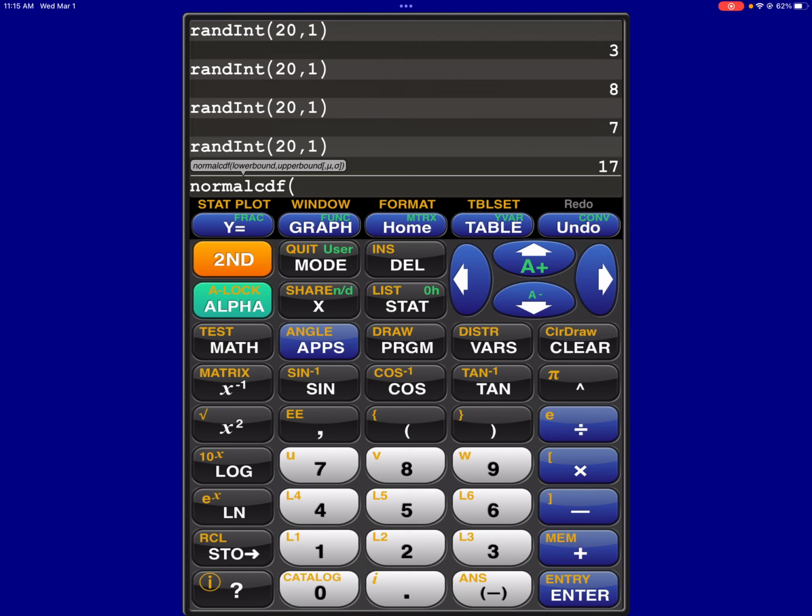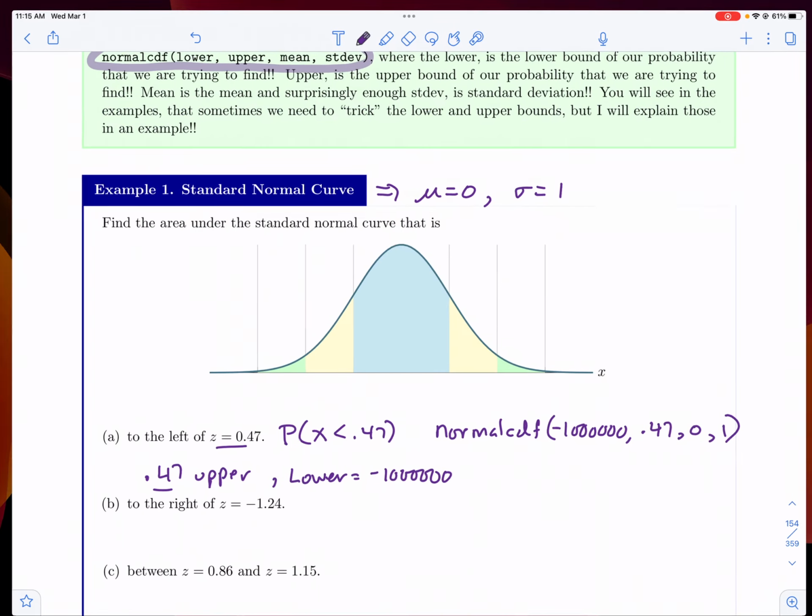And so again, just pick some ridiculously small number. So I'm putting in, I think, a negative 1,000,000. And then our upper bound was 0.47, comma our mean, which is 0, comma our 1, which is our standard deviation. And then lo and behold, we get 0.6808 is our probability or area under the curve for that one. So 0.6808. So let me bring that over here.